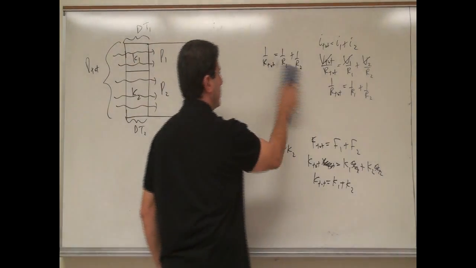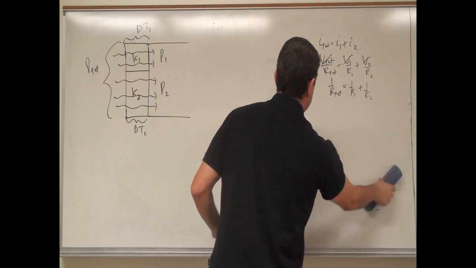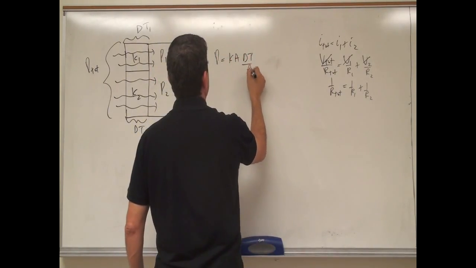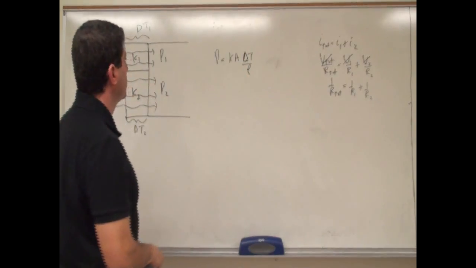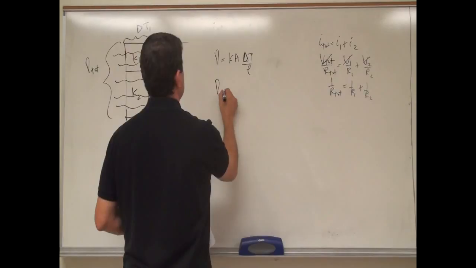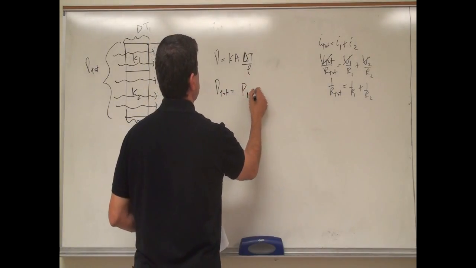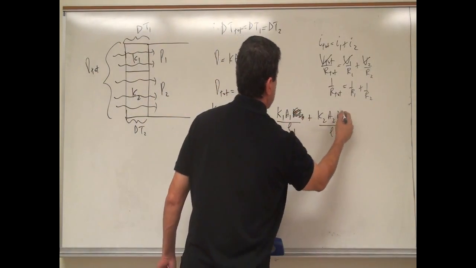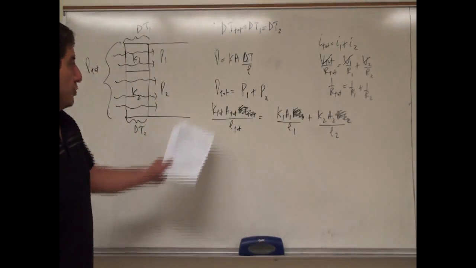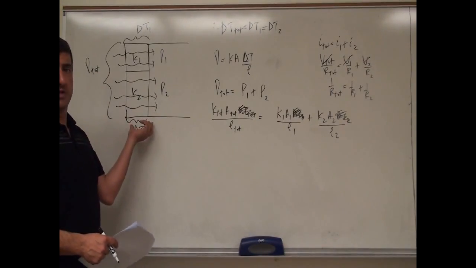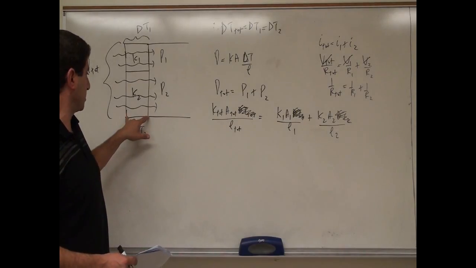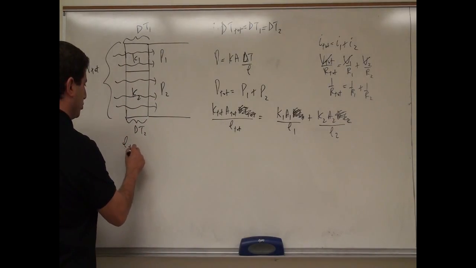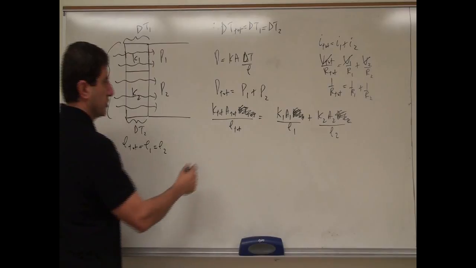So let's now derive the equation. I have P is equal to K A delta T over L. Then P total is equal to P1 plus P2. The delta T's are the same, so this one cancels this one, which cancels this one. In this case, the L total is the same too. The total thickness, L total, is equal to L1, which equals L2. So that one can cancel out.